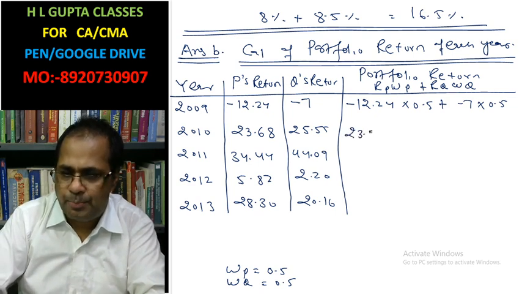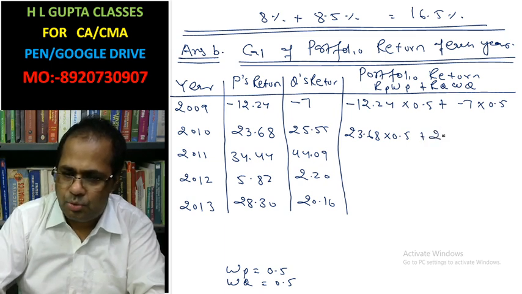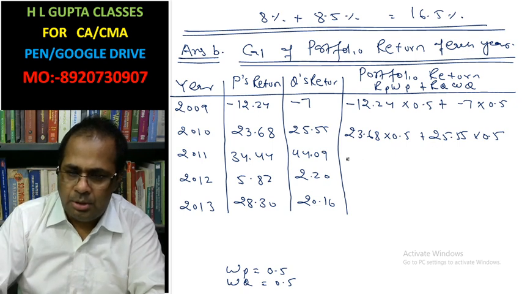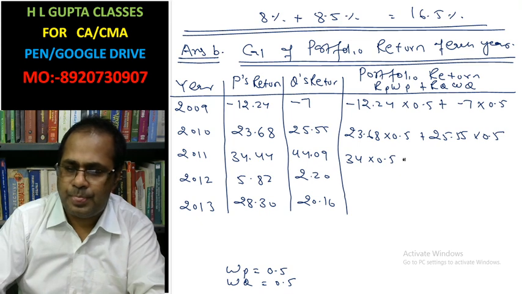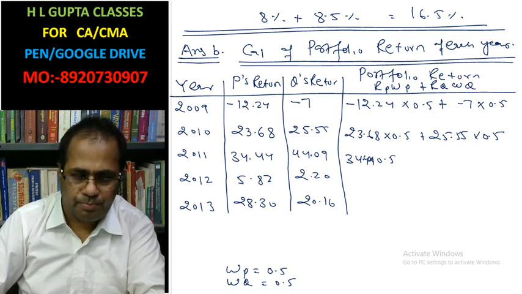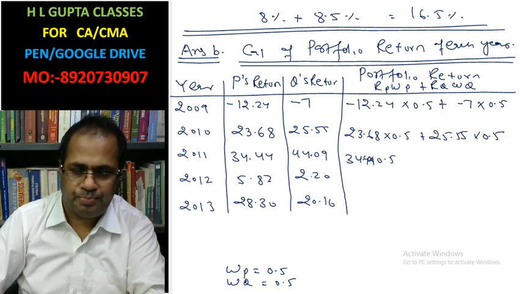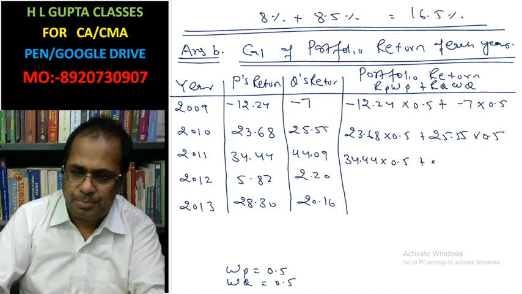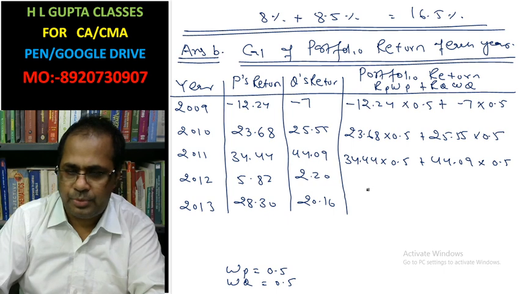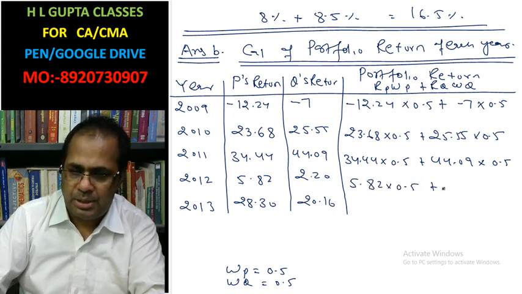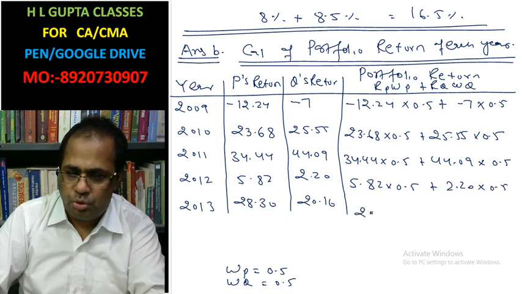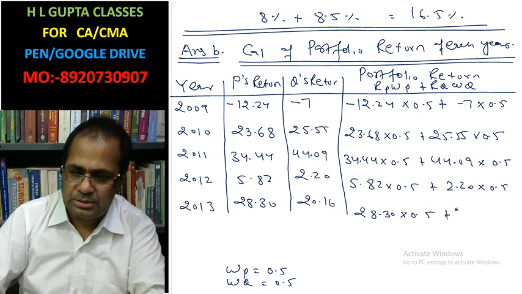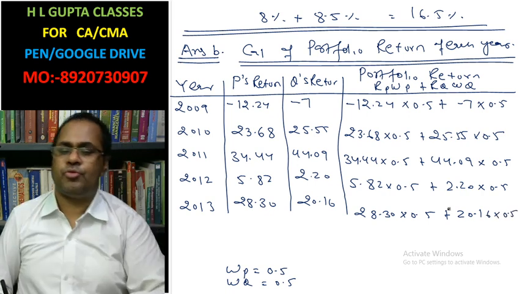In this case, 23.68 into 0.5 plus 25.55 into 0.5, then 34.44 into 0.5 plus 44.09 into 0.5, then 5.82 into 0.5 plus 2.20 into 0.5, and 28.30 into 0.5 plus 20.16 into 0.5. This is the portfolio return of each year.